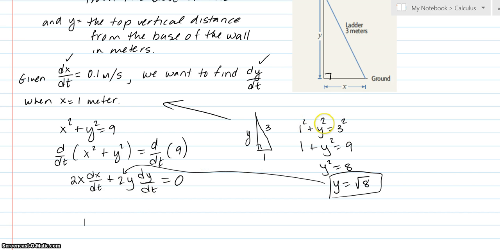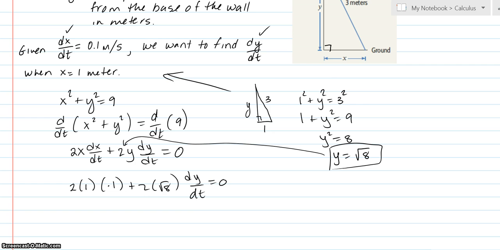You do need to be careful and not plug this in right away, because x is changing, so x is not a constant. Notice how I put this on the side here. I didn't plug in the 1 and then take the derivative. I did it on the side, and then right when we're plugging in, I used it to find that one value. So now we can plug everything in: 2 times 1 times dx/dt, which they're giving us as 0.1, plus 2 times the square root of 8 times dy/dt is equal to 0.